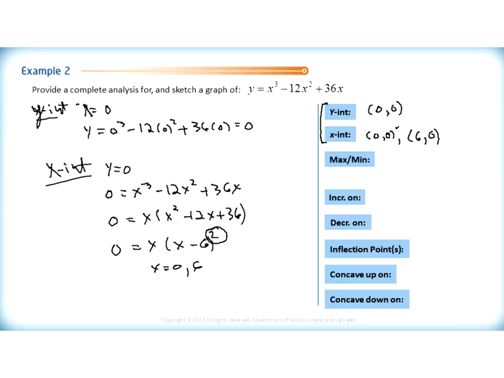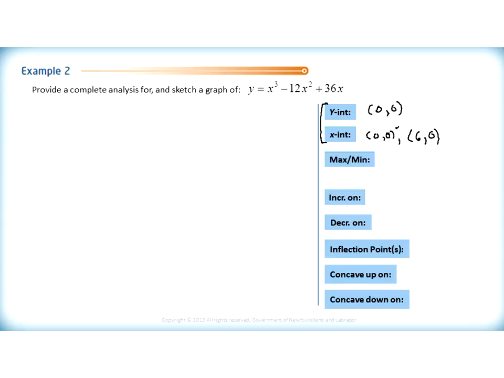Okay, so now that we've got all that figured out, let's clear some space out of the way here so that we can go ahead and work on the rest of this problem. Alrighty, here we go. So the next thing we have to get are our maximum minimum values, and as well, we need our intervals of increase and decrease for this function.